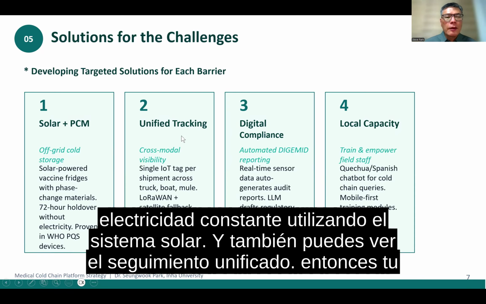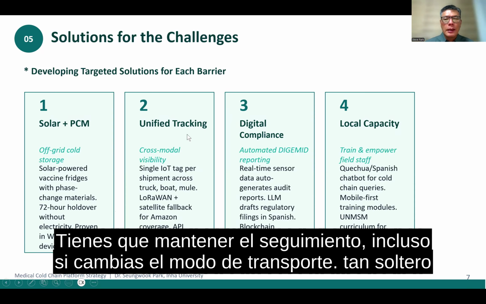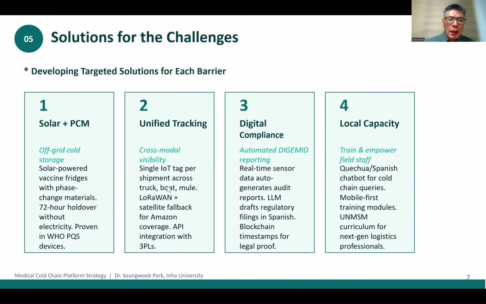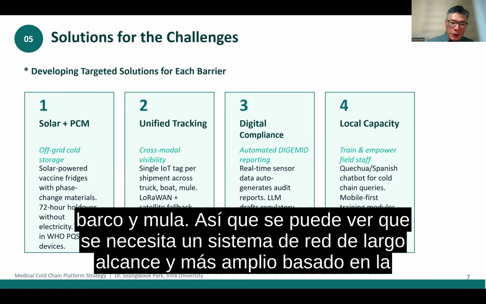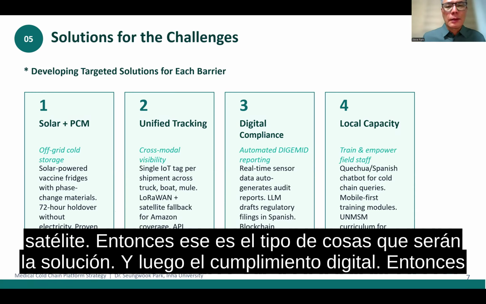And also you can have unified tracking. So you have to maintain the tracking even when you change the transportation mode. A single IoT tag per shipment must be attached to the boxes or the icebox and move across truck, boat, and mule. So you can see that a long-range, wide-area network system based on satellite is needed. That kind of thing will be the solution.